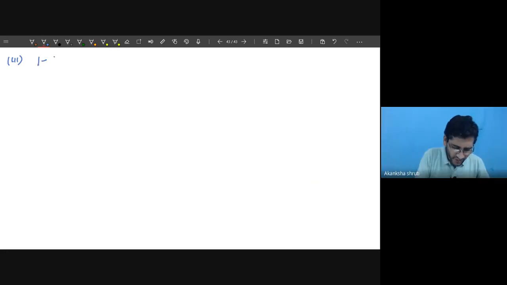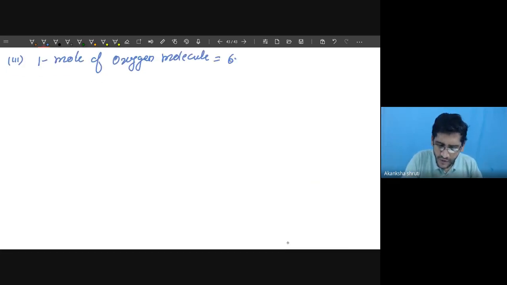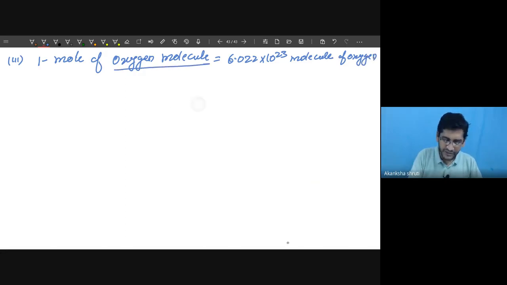So 1 mole of oxygen molecule is equal to 6.022 into 10 to the power 23 molecule of, here we need to take molecule of oxygen or oxygen molecule, whatever way you are writing. So here you have taken the oxygen molecule, so on the right hand side, we also need to take the molecule.